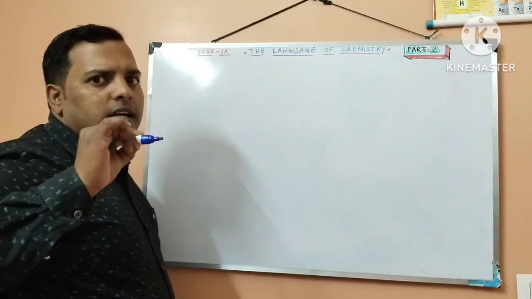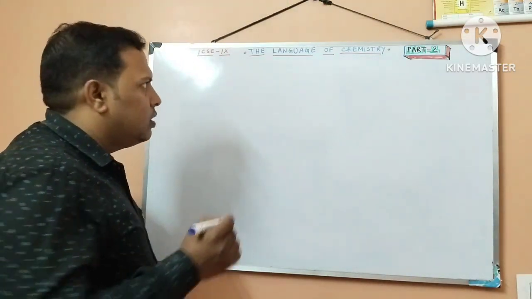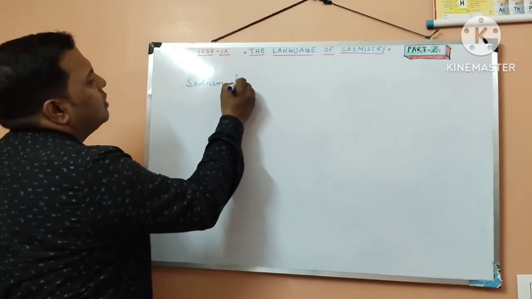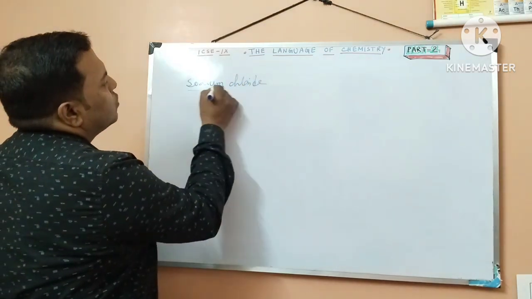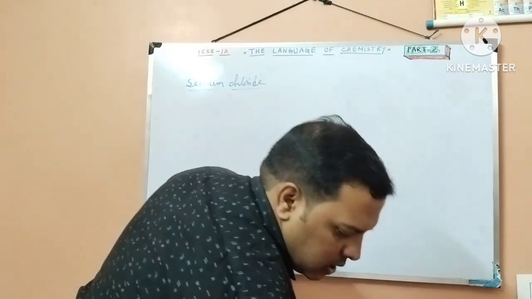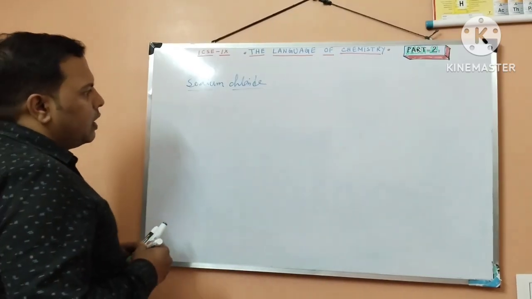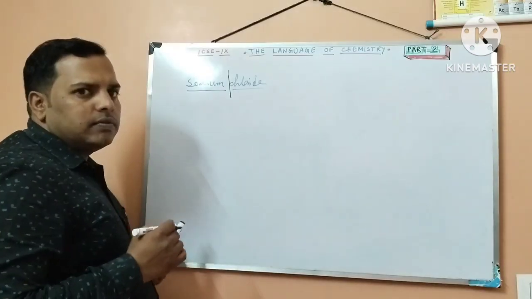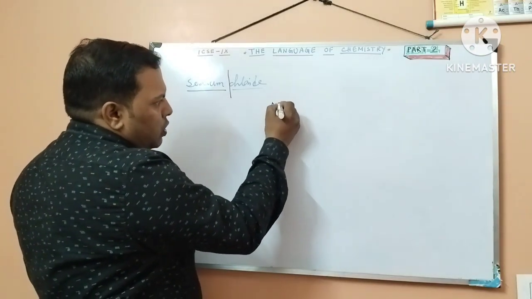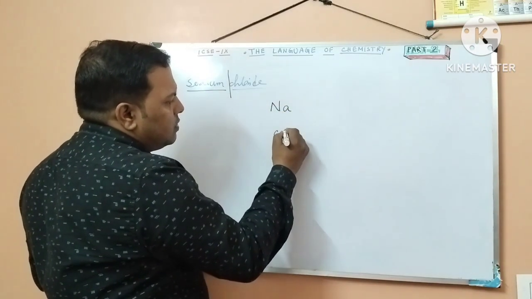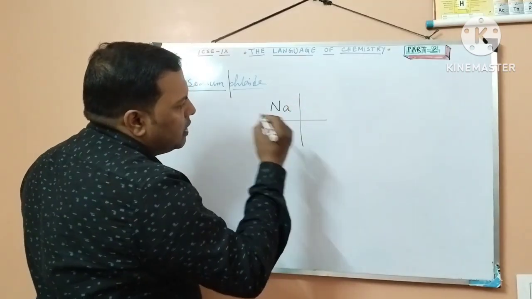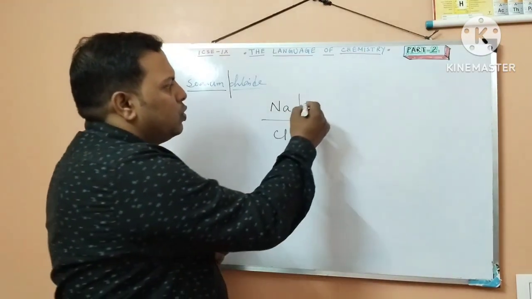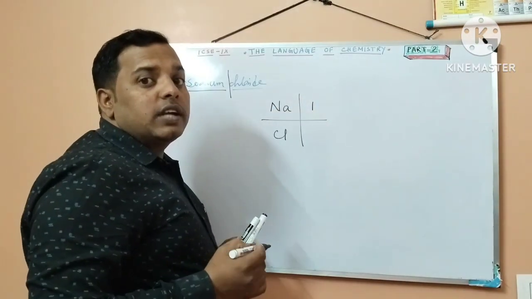I am starting with an easy example first, then I will proceed to the difficult ones. For example, you are given sodium chloride to write the formula. So how shall I proceed? First of all, you need to write the symbol of each term. The first part is always positive, the second part is negative. Sodium is Na and chlorine is Cl. Keep them like this. Now write their valency just beside them. So what is the valency of sodium? 1.